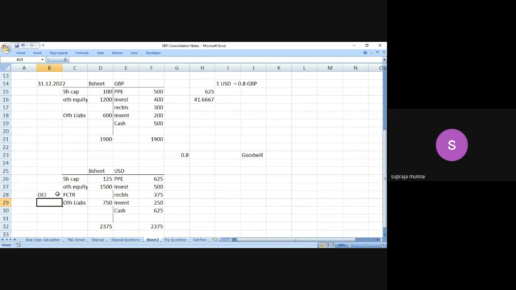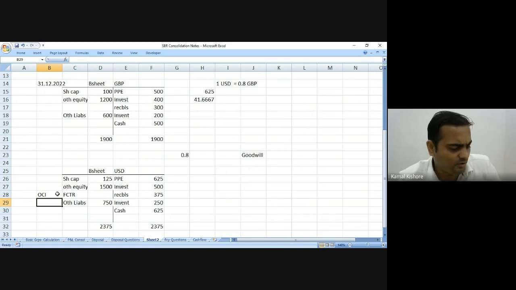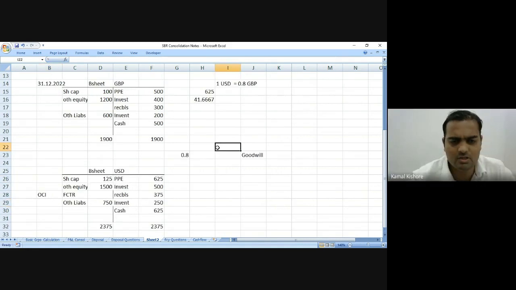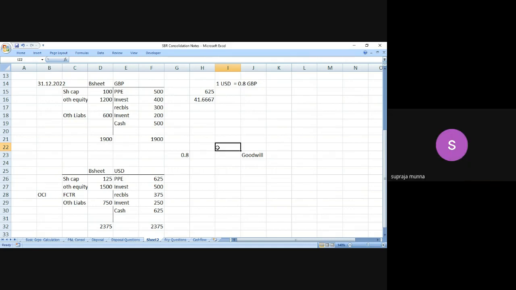As far as foreign currency is concerned, that's all. They are not giving big questions, just a simple conversion. The summary is: convert P&L using average rate, and convert the balance sheet using closing rate.